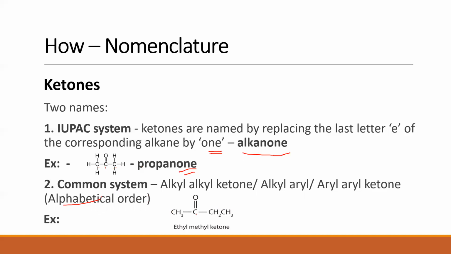Now, how do I name it according to the common system? Look at the R groups which are attached. Both the R groups are alkyl groups. So, this comes under this category, alkyl alkyl ketones. Now, out of the two R groups, who will be named first in this system? We follow the alphabetical order. So, let's look at who the R groups are. This is methyl. This is ethyl. When you look at the alphabetical order, ethyl comes first, followed by methyl. So therefore, the name of this compound will be ethyl methyl ketone.